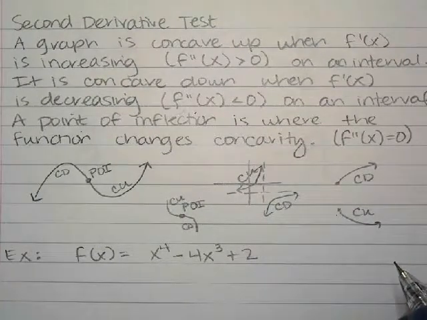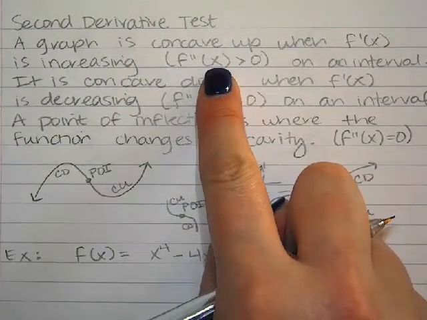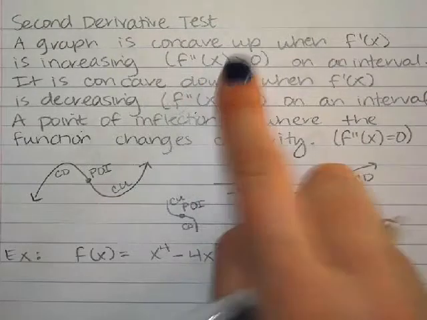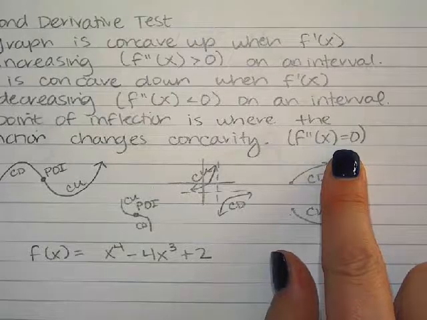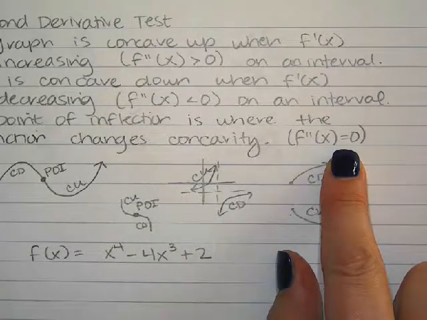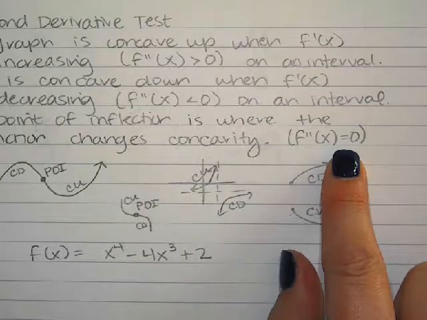And what we're going to do is check to see where the second derivative is positive, where it is negative, and where it is 0. That's going to help us figure out if it's concave up, concave down, and where the points of inflection are. Okay? Are points of inflection also the same point as critical points?